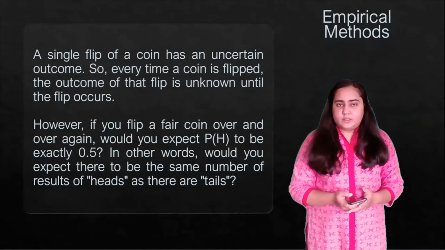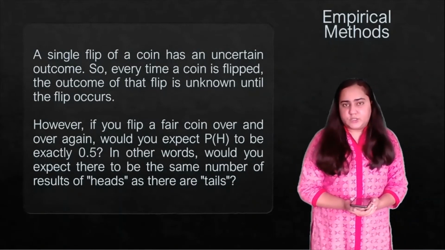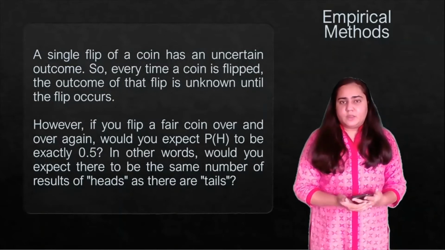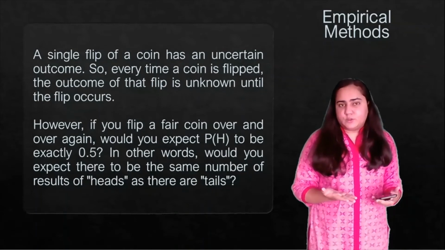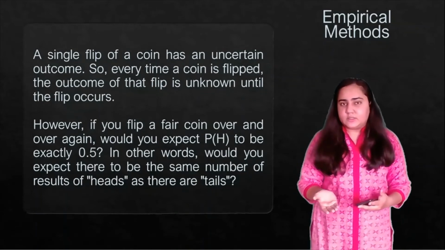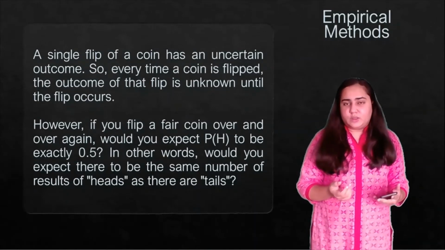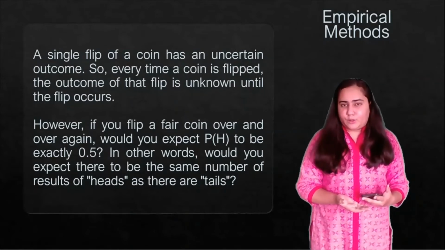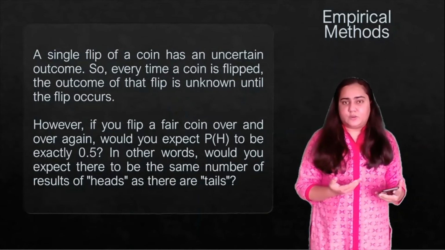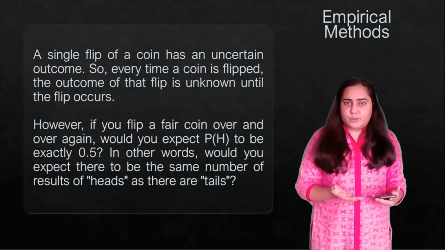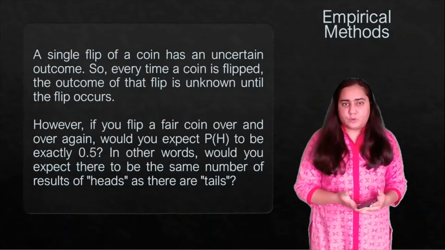Let's understand this. If you have a single flip of a coin, it is definitely an uncertain outcome. Every time a coin is flipped, what that flip is going to be, whether it's going to be heads or tails, is unknown till that flip actually occurs. Till the coin has been flipped and it comes back in your palm, you cannot say for sure if it's going to be heads or tails. You can find the probability of it being heads or tails, but you cannot say it for sure.